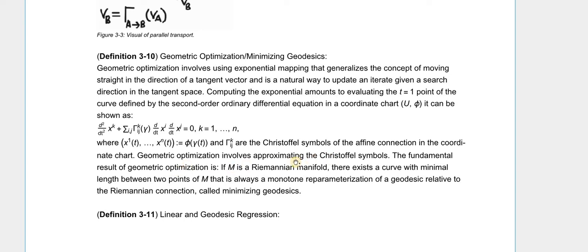So what error are we talking about here? Let's talk about it. Geometric optimization involves approximating this Christoffel symbol. This is the equation for it. This is really just the numerical aspect of it.